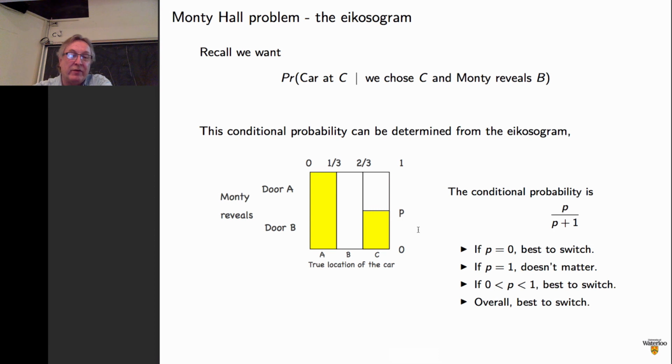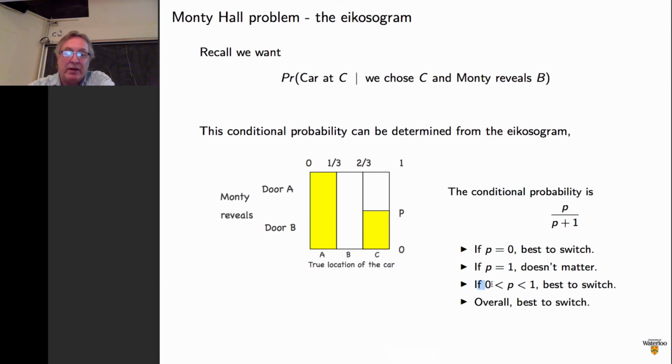So if Monty hates door B, right? He's not going to reveal what's behind door B. If that P is 0, right, it's best to switch. Because the probability of it being behind door C is 0. So better to switch. Okay? If P is 1, if he really always wants to reveal behind door B, then this is going to be 1 divided by 1 plus 1. It's going to be a half. Doesn't matter. You can switch or not switch.